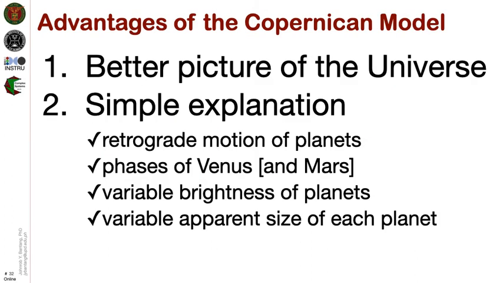So, while the Copernican model is mathematically equivalent to the Ptolemaic model, the Copernican model still offers a few but major advantages over the latter. The model of Copernicus offered a better picture of the universe relative to what we now know so far. The best part is that it offers a much simpler explanation of these known observations: retrograde motion of planets, changing phases of the inner planets, Venus and Mars, particularly Venus because it's the brighter of the two, and variation in the brightness and apparent sizes of the planets over many months.